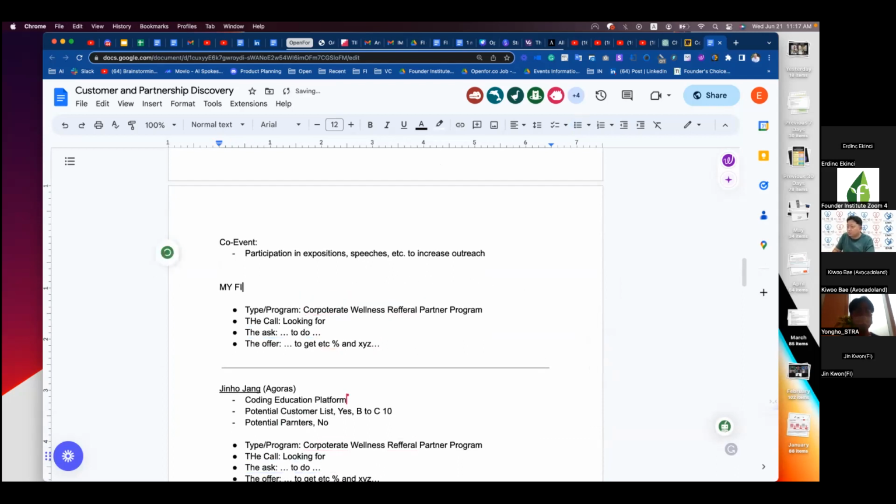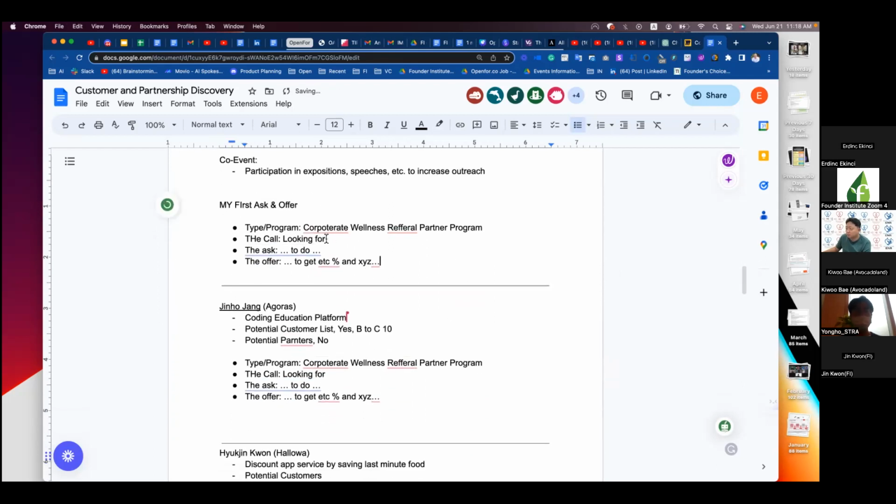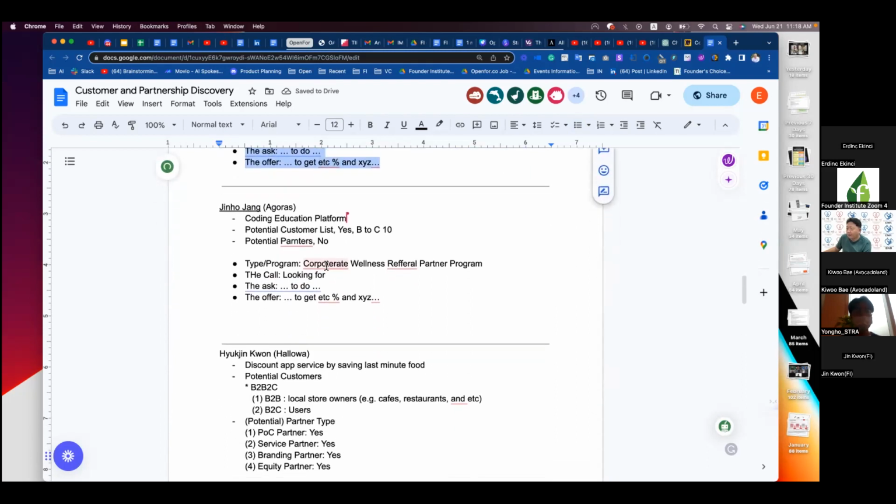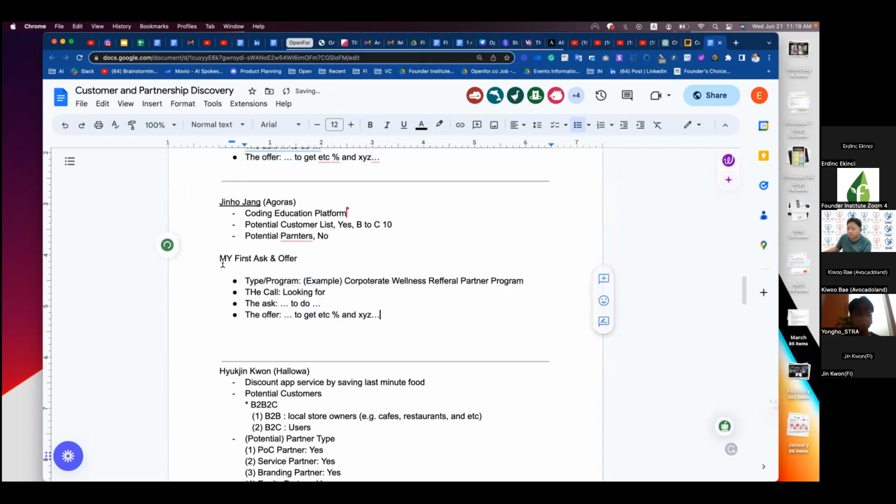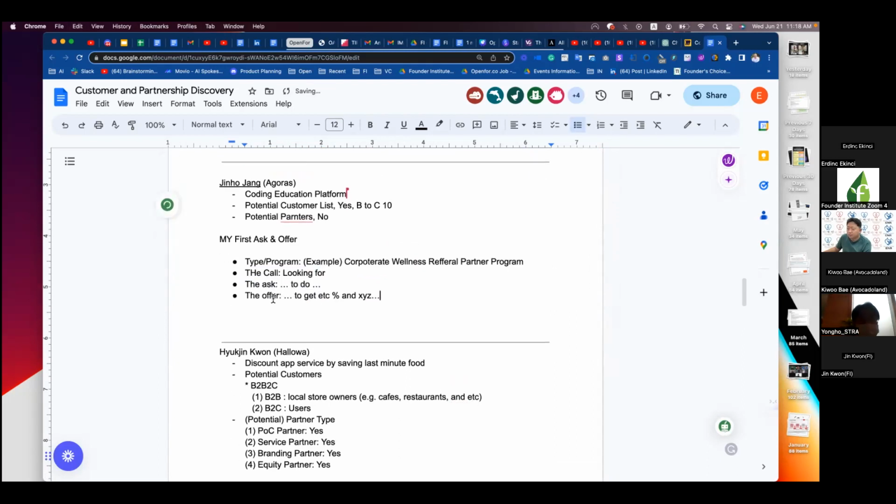For example, first I want you to have an ask and a persona. What's that? My first ask and offer. I mean, this is good. I want you to think more. Okay. So in order to reach B2C, now you are using the women's organizing group, and you are using the government program, right? Do you got it?